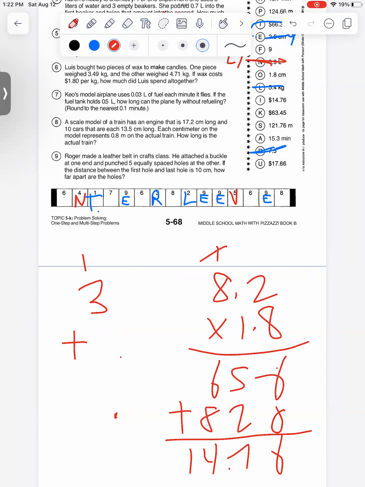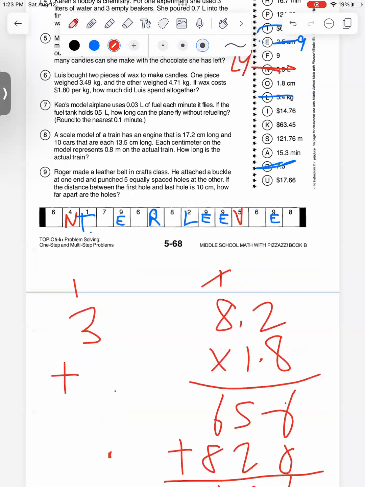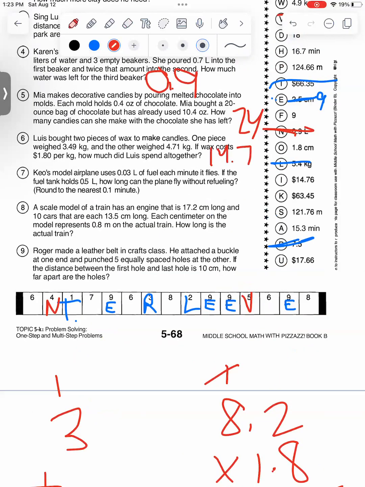So 2 decimal places in the problem, so 2 in the answer. So he's going to spend $14.76 all together, which is I. So for number 6, we got several I's right here. I.